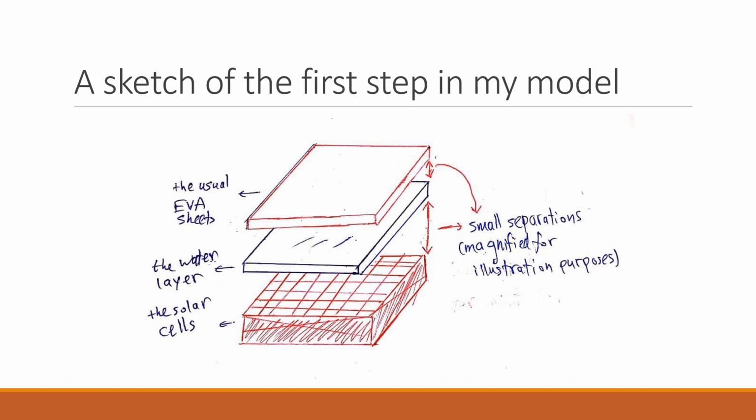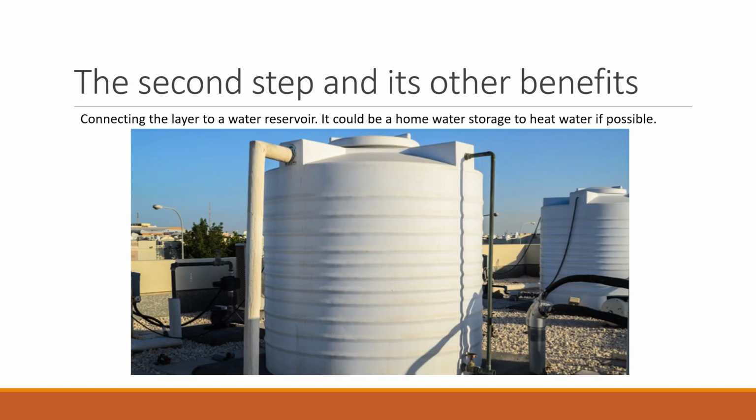or sheet's thickness. Of course, such a small amount of water in the small layer wouldn't be enough to absorb the heat of the sun over the entire course of the day, so the second step is connecting the thin water layer to a bigger water reservoir to absorb the heat.